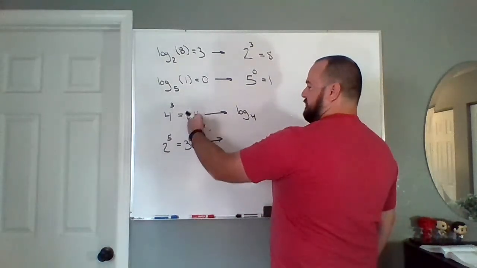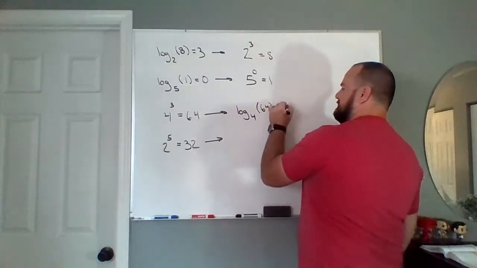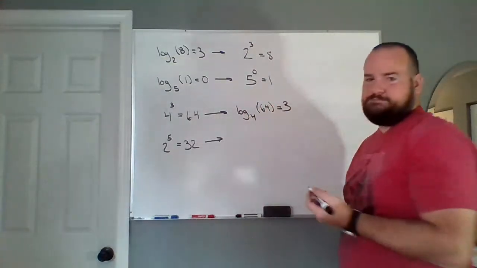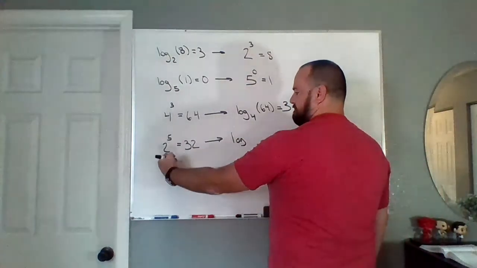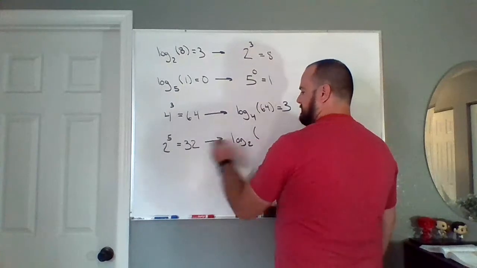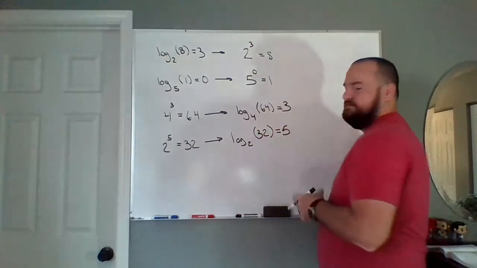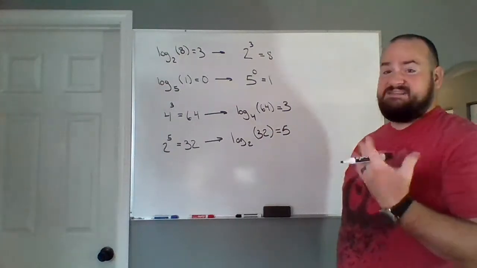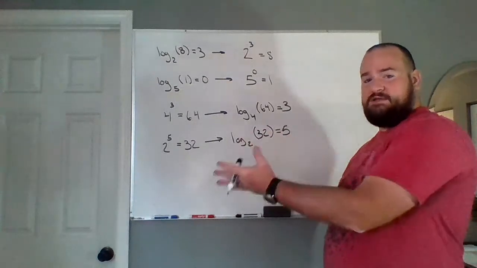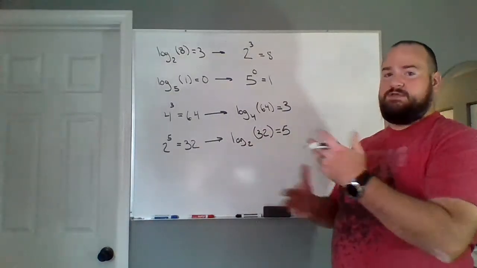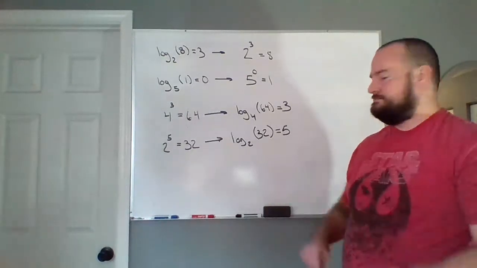Now, since the 64 is on the side that doesn't have the base, it goes to the side with the base. Means the 3 must go to the other. And it's that easy. Same thing here. We have log base 2 of 32 equals 5. So that's it. That's how easy it is to convert these log forms to exponential forms to log forms. We just have to really kind of keep that base the same and just flip the other pieces. That's it.